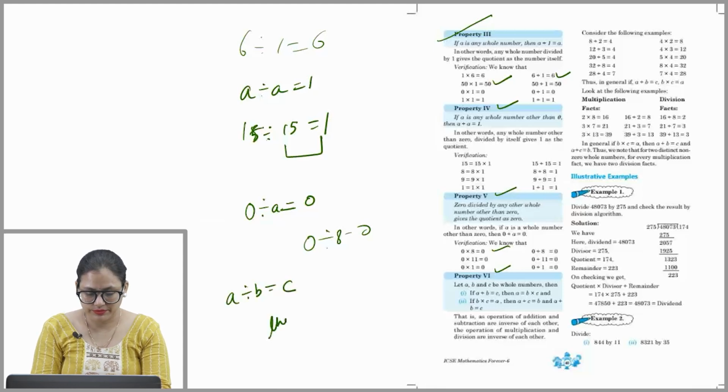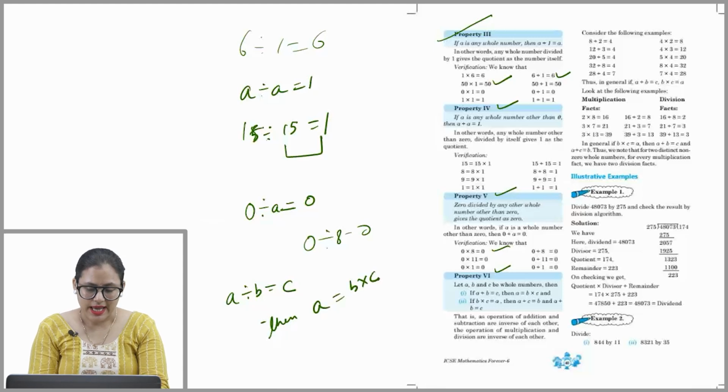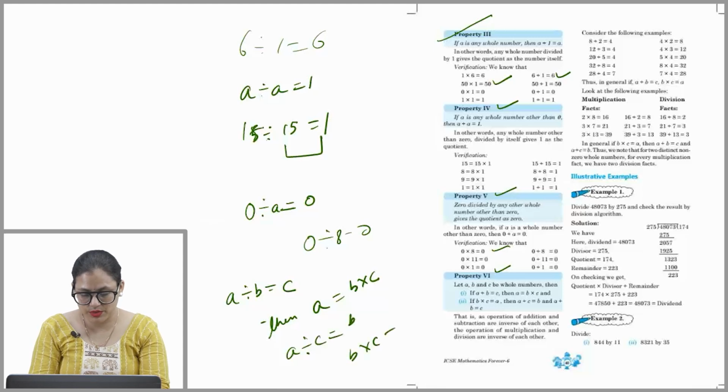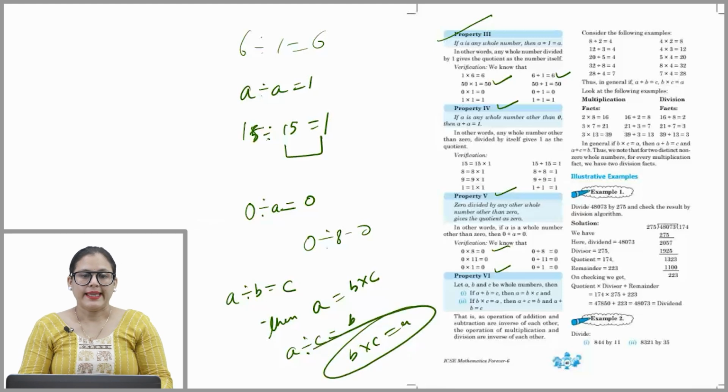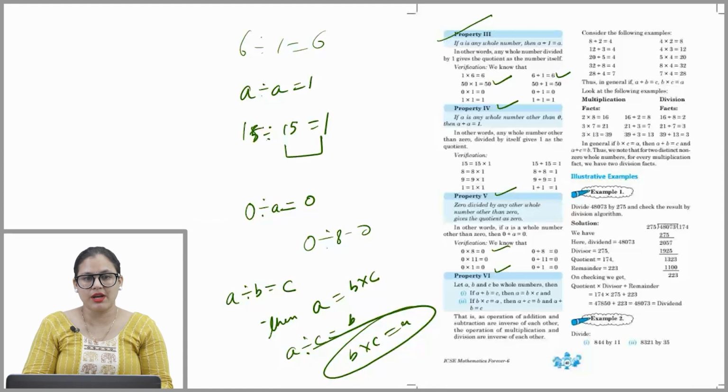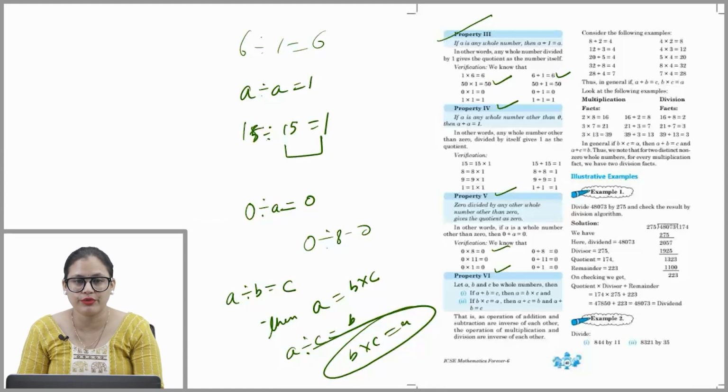then a is equal to b into c, right? And if a divided by c is equal to b, then b into c is equal to a. Okay. That is, as the operations of addition and subtraction are inverse of each other, the operations of multiplication and division are inverse of each other.